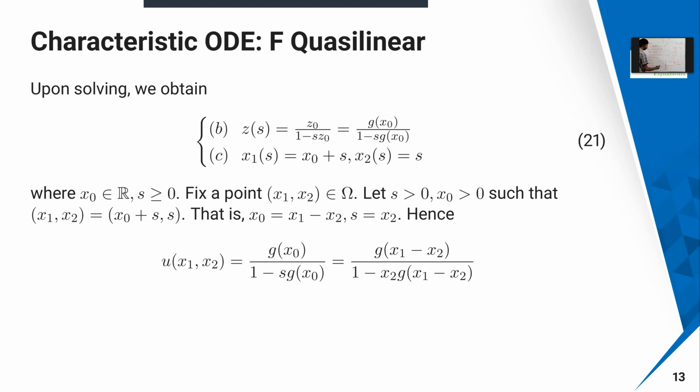So this equation becomes g of x naught, which is g of x minus y, divided by 1 minus s into g of x naught. So 1 minus s is nothing but 1 minus y, into g of x minus y.